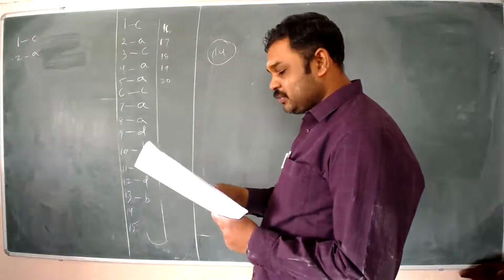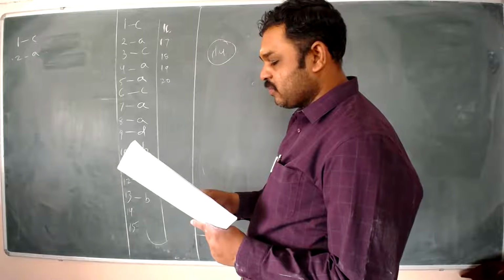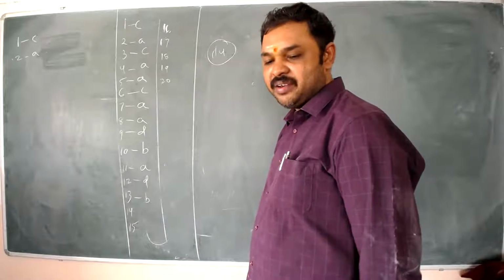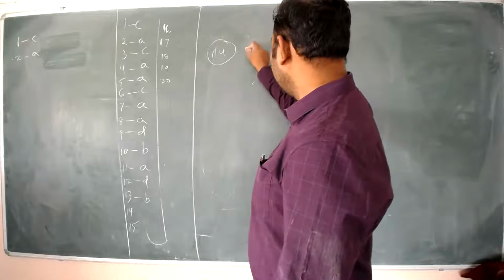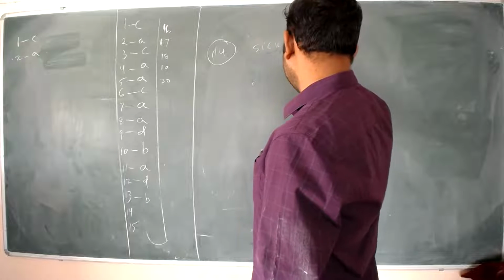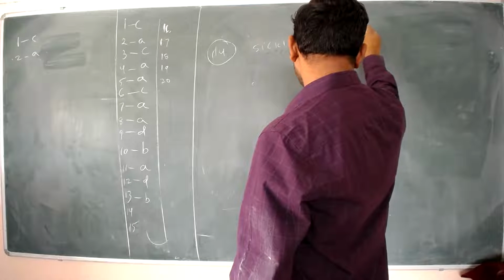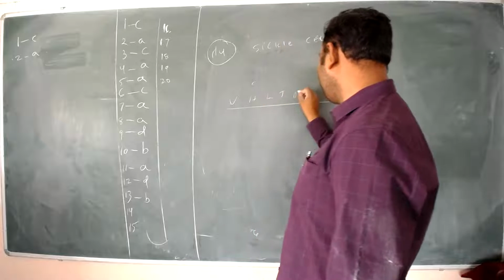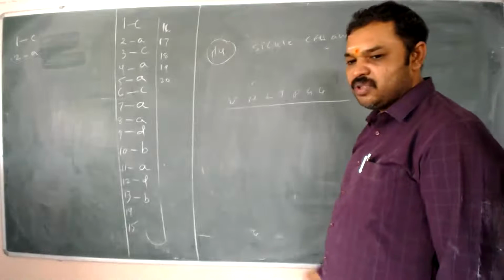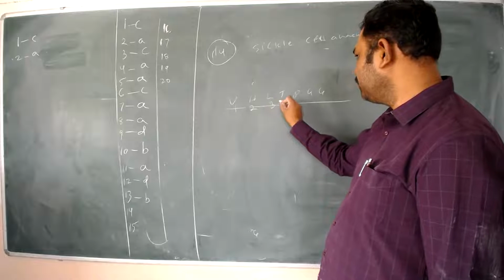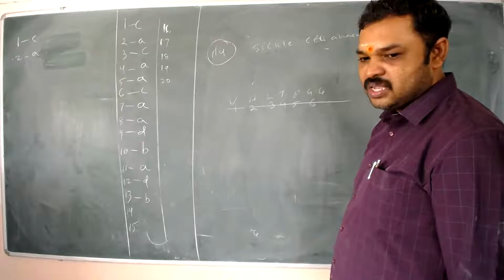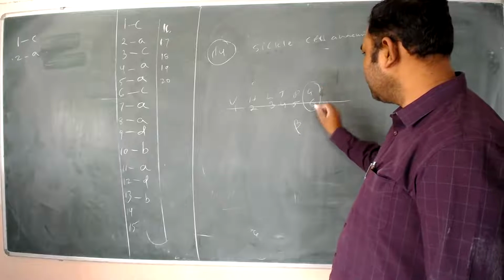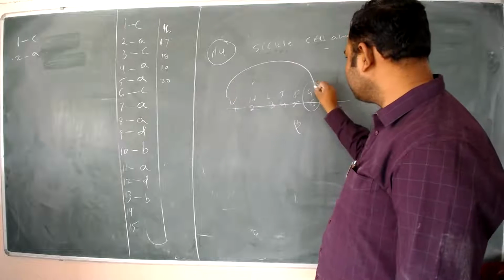What is the 14th one? You see, sickle cell anemia. What is sickle cell anemia? A change in the amino acid sequence in the beta globin chain. This is relevant to sickle cell anemia. In the beta globin chain, valine, histidine, leucine, threonine, proline, glutamic acid come in the first, second, third, fourth, fifth and sixth positions. In normal beta chain of hemoglobin, glutamic acid is replaced by valine.